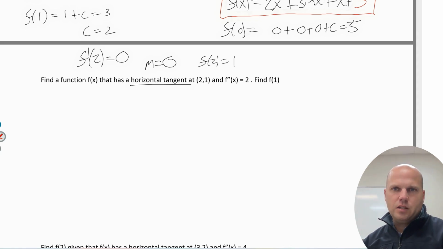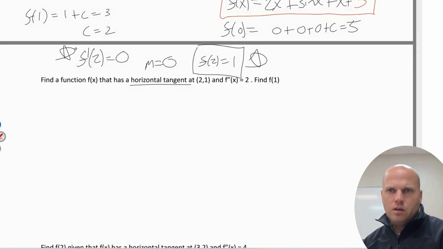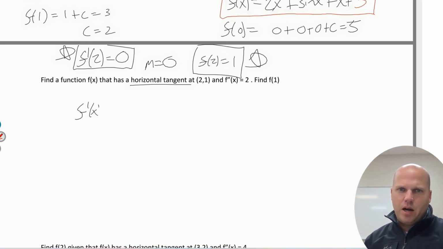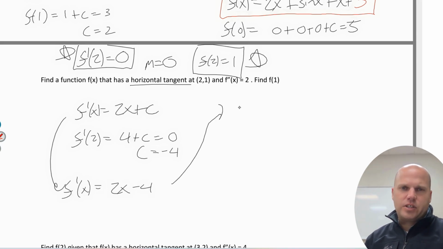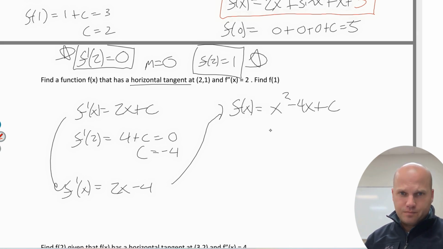This is a point. You now have the information that you need to be able to go back to f of x and to be able to find f of 1. So you go backwards to f prime and you get 2x plus c. But you know f prime of 2 equals 0, c has to equal negative 4. So we now have f prime is equal to 2x minus 4. Now we go back another step to f. We get x squared minus 4x plus c.